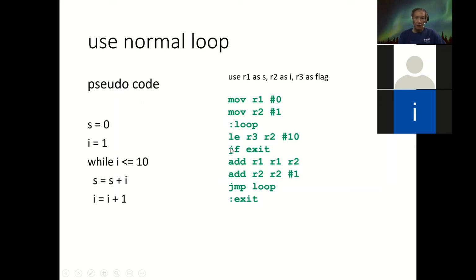If it's not true, then the loop stops, so it jumps to the end of the program. Otherwise, it just adds I into S, and then increments I, and then jumps back to the beginning. So it keeps running for 10 times, then the program will finish.